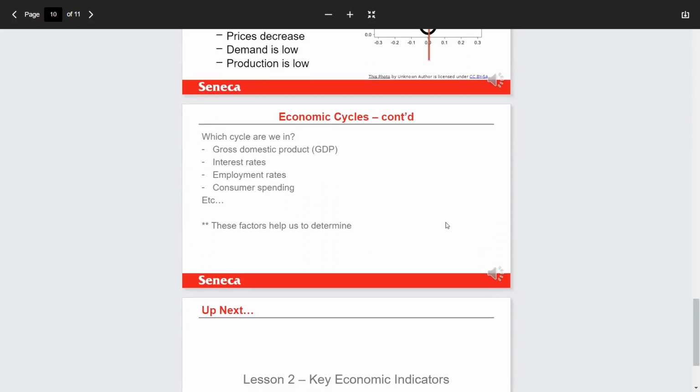So what cycle are we in? Gross domestic product, GDP, interest rates, employment rates, consumer spending. We can look at those to figure out which cycle we are in.